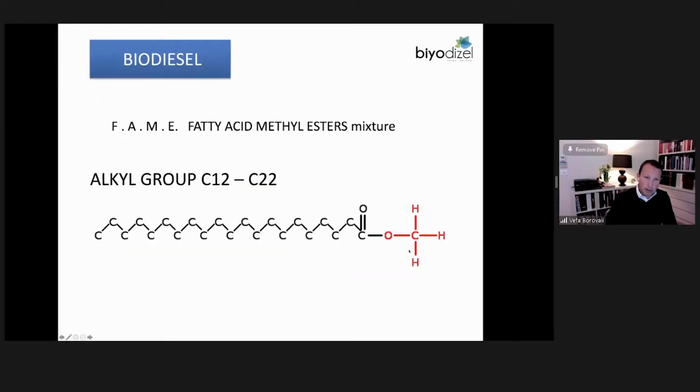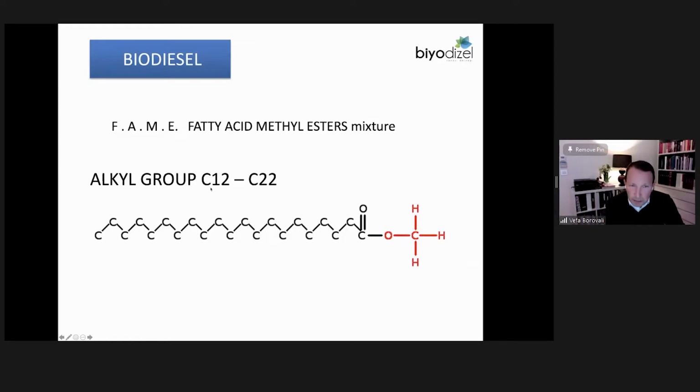So very briefly, biodiesel is the common terminology, but the more technical terminology is fatty acid methyl esters mixture. It is not a single molecule. It is a mixture of fatty acid methyl esters. And here you can see a very nice figure. I think you can see my cursor. I'm moving it here. I hope you can. Okay, great. It's a mixture of alkyl groups.